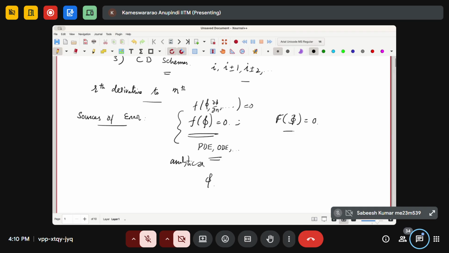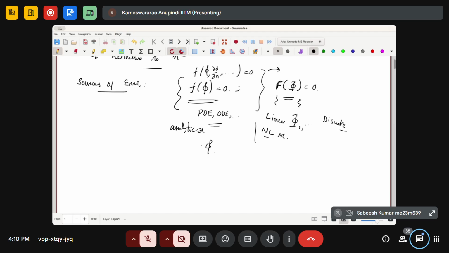But once you have discretized, you get another equation, which is capital F of capital phi bar. This is something like, it could be in terms of phi i, and so on. These are basically discrete values, and then you have an algebraic equation. This could be a linear algebraic equation or a non-linear algebraic equation.